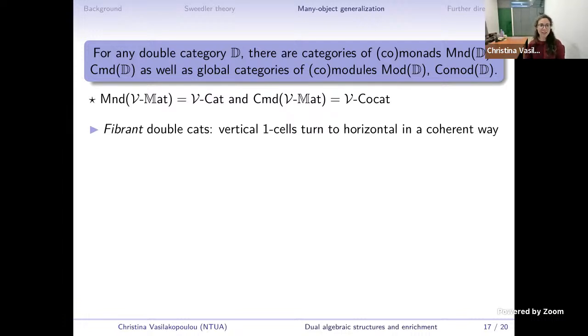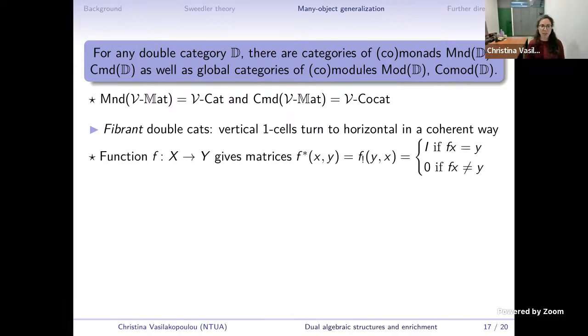The fibrancy condition is very well established and used widely. It is a way of turning vertical one cells to horizontal ones by providing a companion and a conjoint together with structural cells, and essentially allows us to move all the vertical structure horizontally. In the setting of matrices, every function gives two matrices going from X to Y and from Y to X with this definition right here. Okay, so this is a fibrant double category, the double category of matrices.